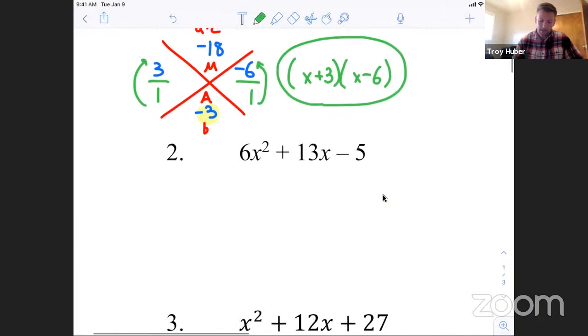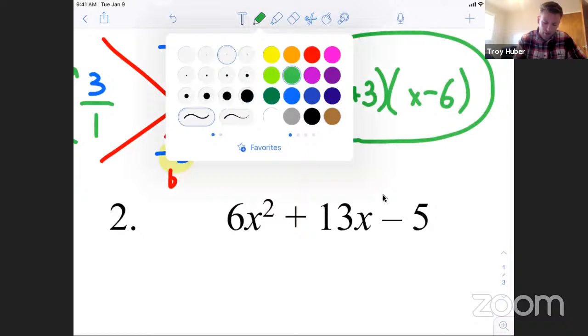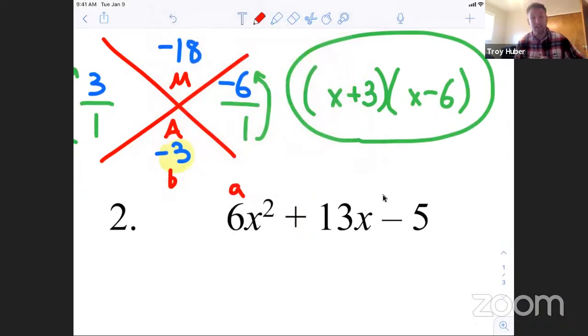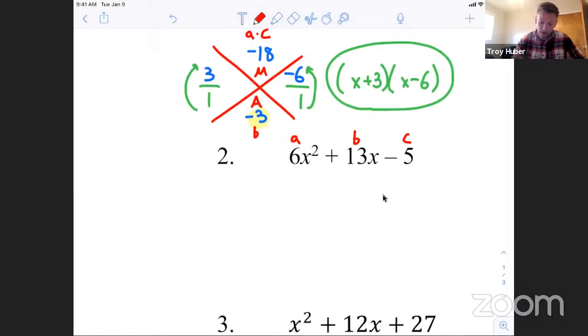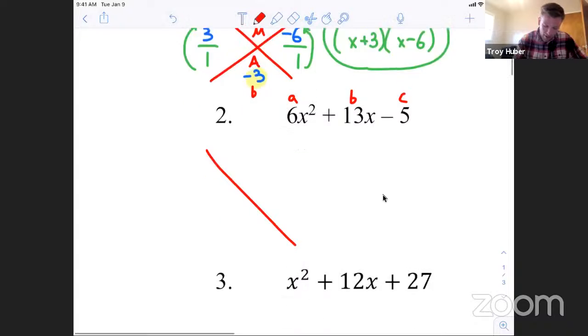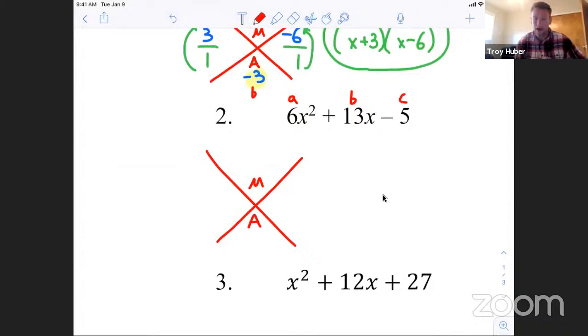But it gets a little harder in number 2, because when we label our A, B, and C value, A is 6. It's not 1 this time, which makes it a little bit trickier, but we follow the exact same steps. B value is 13 and C value is -5. So we still want to draw our X, multiply to the top, add to the bottom. Multiply to A times C. In this case, that would be 6 times -5. So that gives me -30.